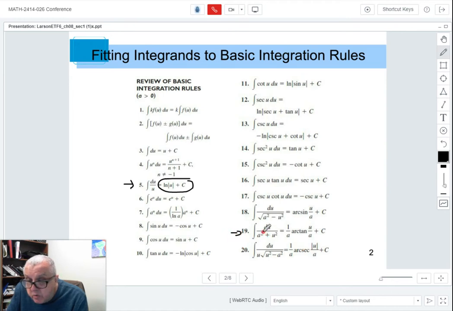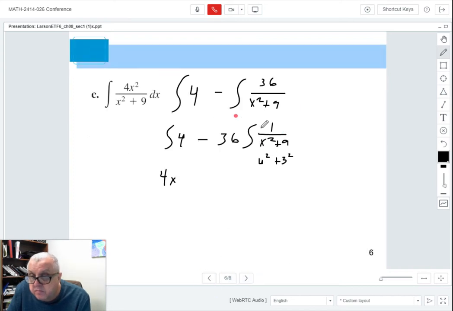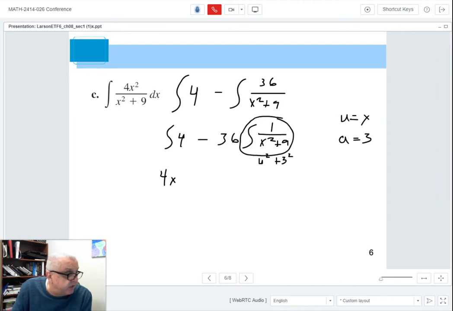Rule number 19, 1 over u squared plus a squared. It doesn't matter if the u or the a is first, just as long as there's a plus sign between them. So on the side, we're going to say u is x and a is 3. If you remember, this part integrates to problem A, to formula number 19.